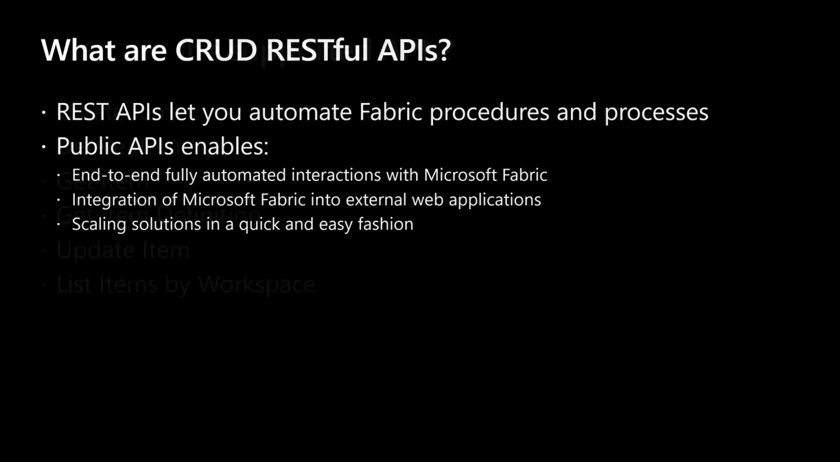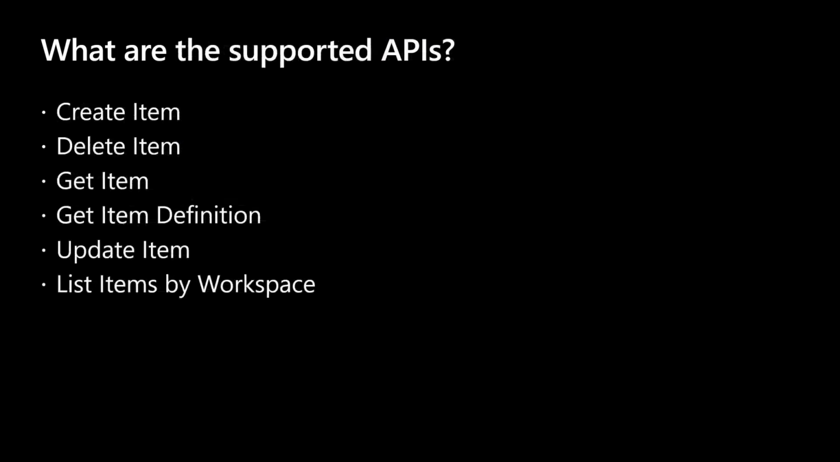So, what are the APIs that we're supporting today for Warehouse? It is all the basic CRUD operations. So, create item, I can go and create a warehouse programmatically. Delete item, I can go and delete my warehouse. Get item, so I can retrieve the warehouse definition, including the description and the SQL endpoint. And the last one is updating the item. So I can rename all my warehouses. I can update the description of them. I can update the sensitivity label. And last but not least, I can list all my warehouses by workspace as well.